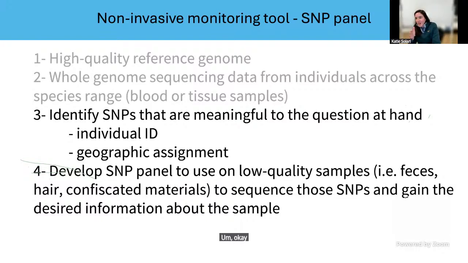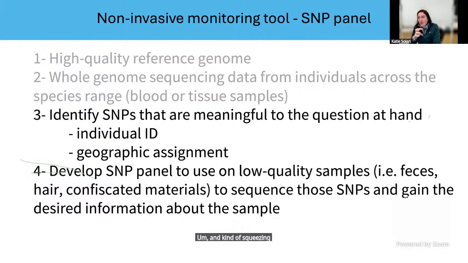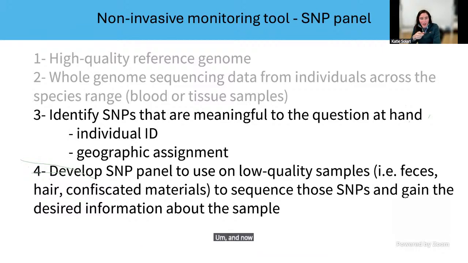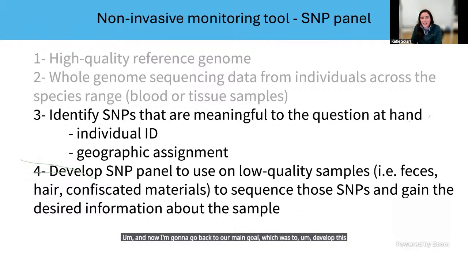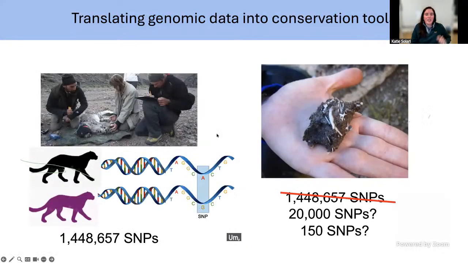Okay, so that was kind of a tangent on step two, filling in this gap of having whole genome sequencing information, and squeezing out all of the insights that we could from that information on snow leopards. And now I'm going to go back to our main goal, which was to develop this SNP panel.